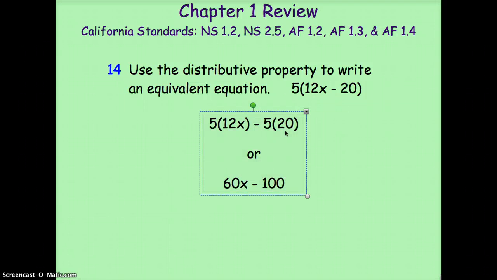Okay, both of these are equivalent equations. This one, you simply distributed the 5 to both. Here, after distributing the 5, you also multiplied. Both of those are equivalent equations. They are not solved. Obviously, you can't solve them anymore because we don't know what x is, so I can't possibly subtract.